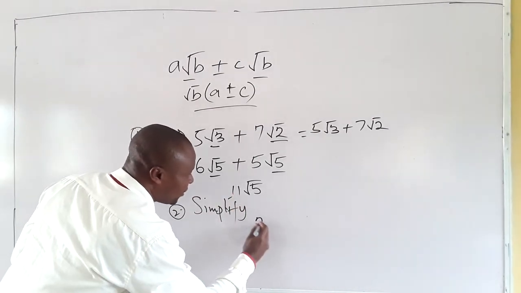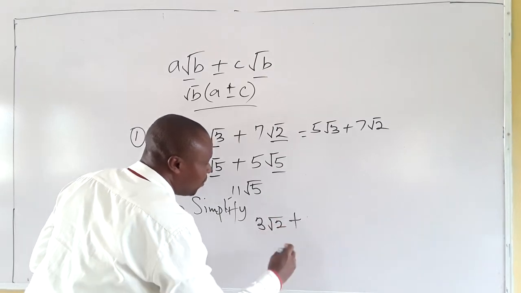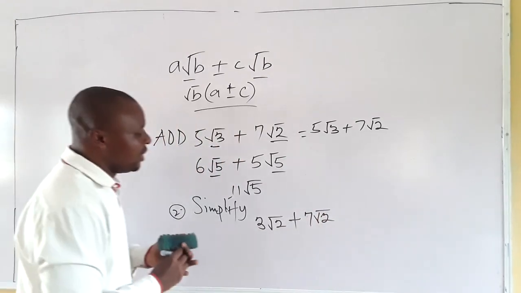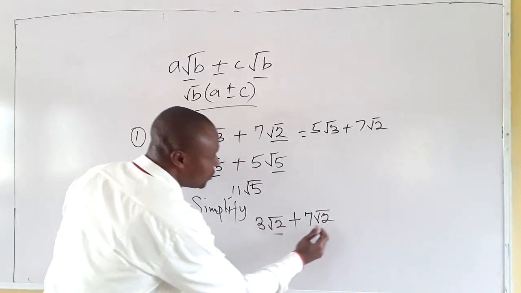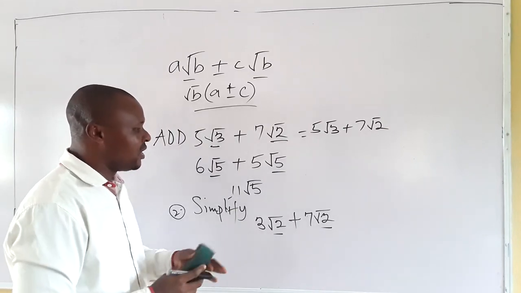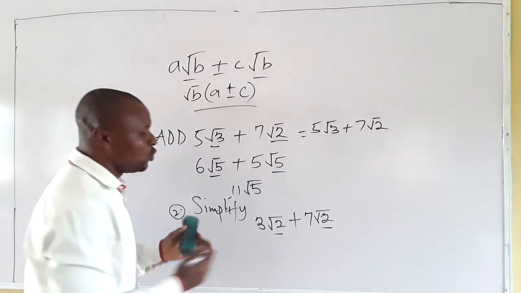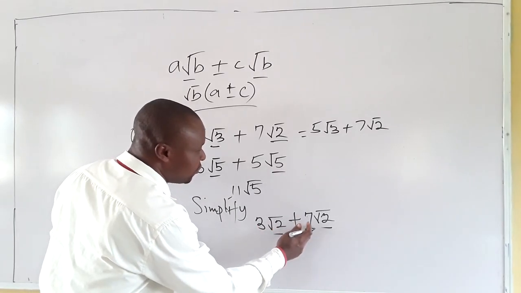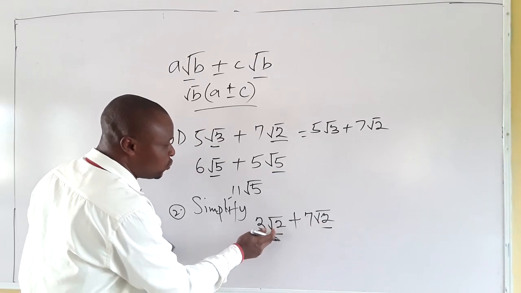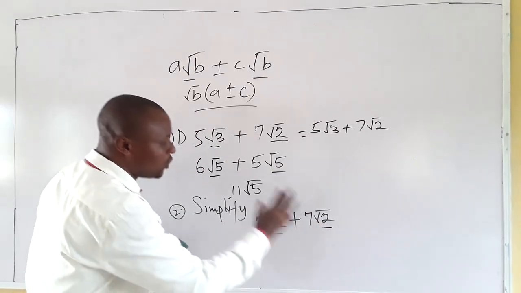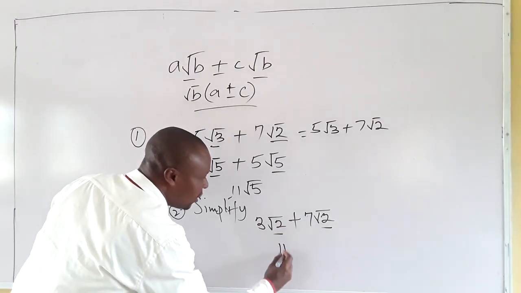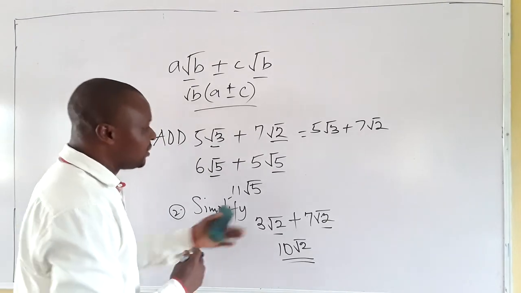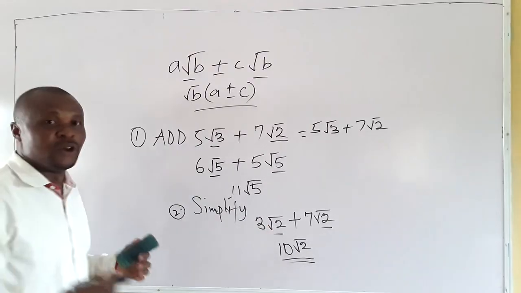Another example: you can be asked to simplify 3 root 2 plus 7 root 2. In this case, we can see that the numbers under the root sign have the same value, so you can add them up. You have 3 of root 2 here and 7 of root 2 here. So altogether you have 10 root 2.